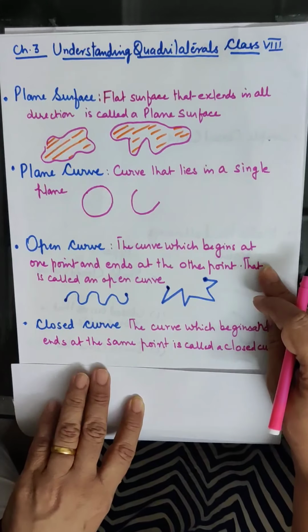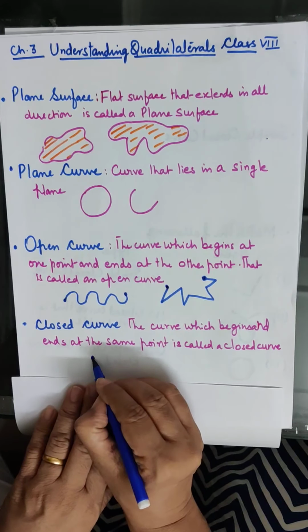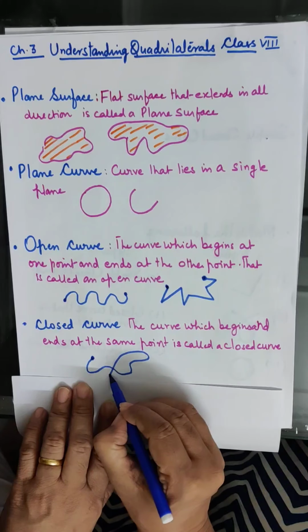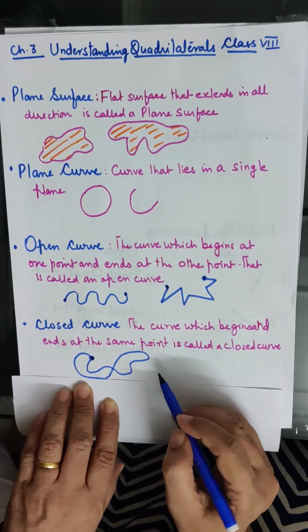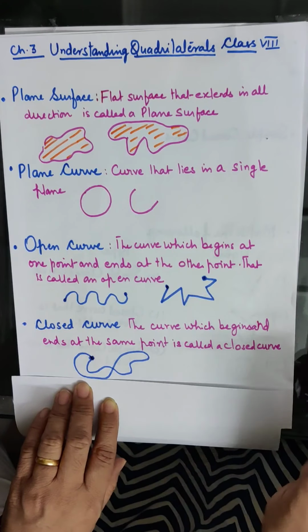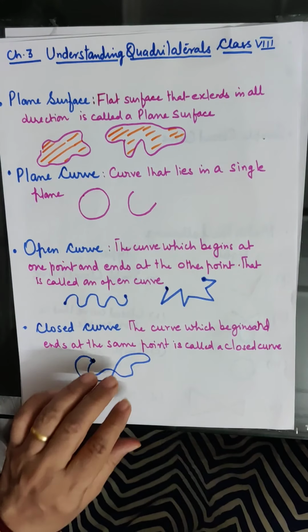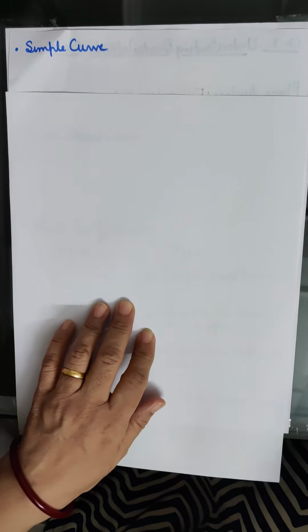Now see the example of closed curve. Closed curve starts from here, moves here like this anywhere, and then again moves and meets here. Okay, so this is called the example of closed curve. Now let us see the next. Next in the list is the simple curve.